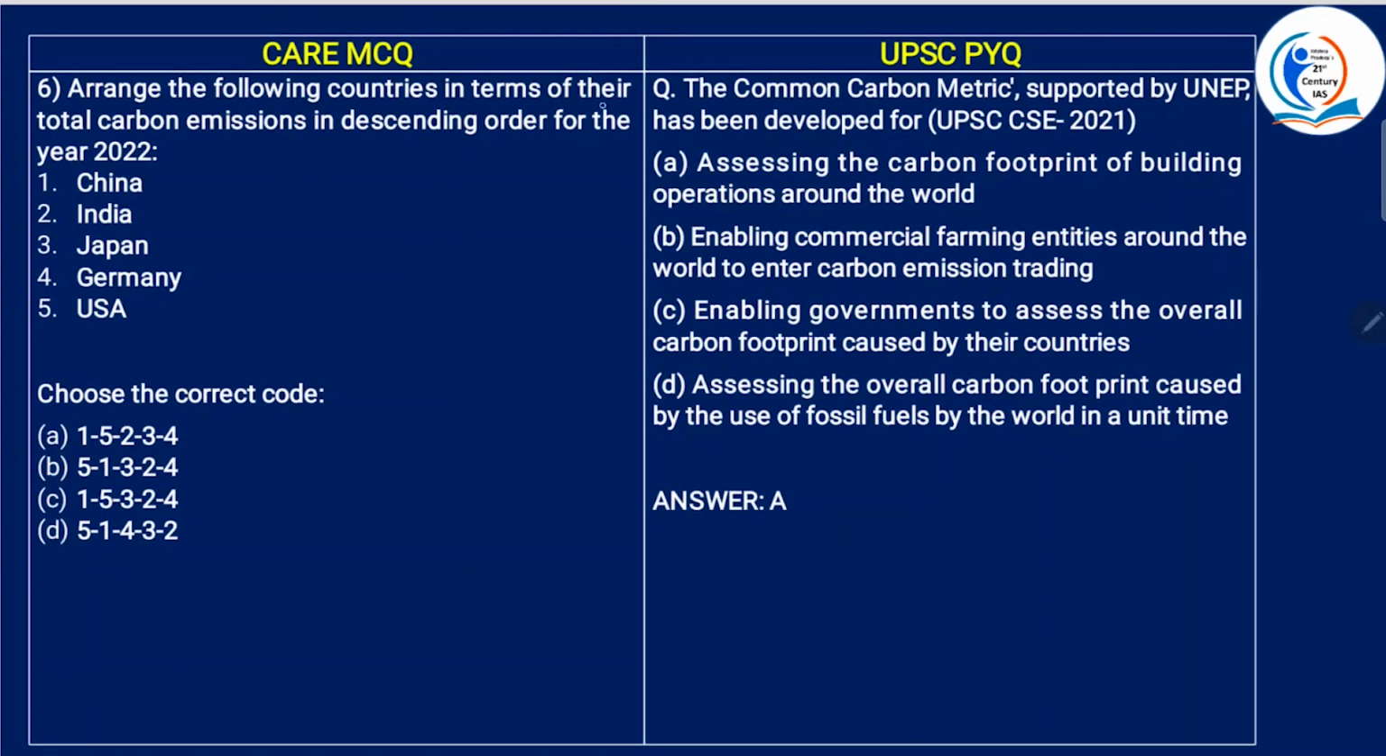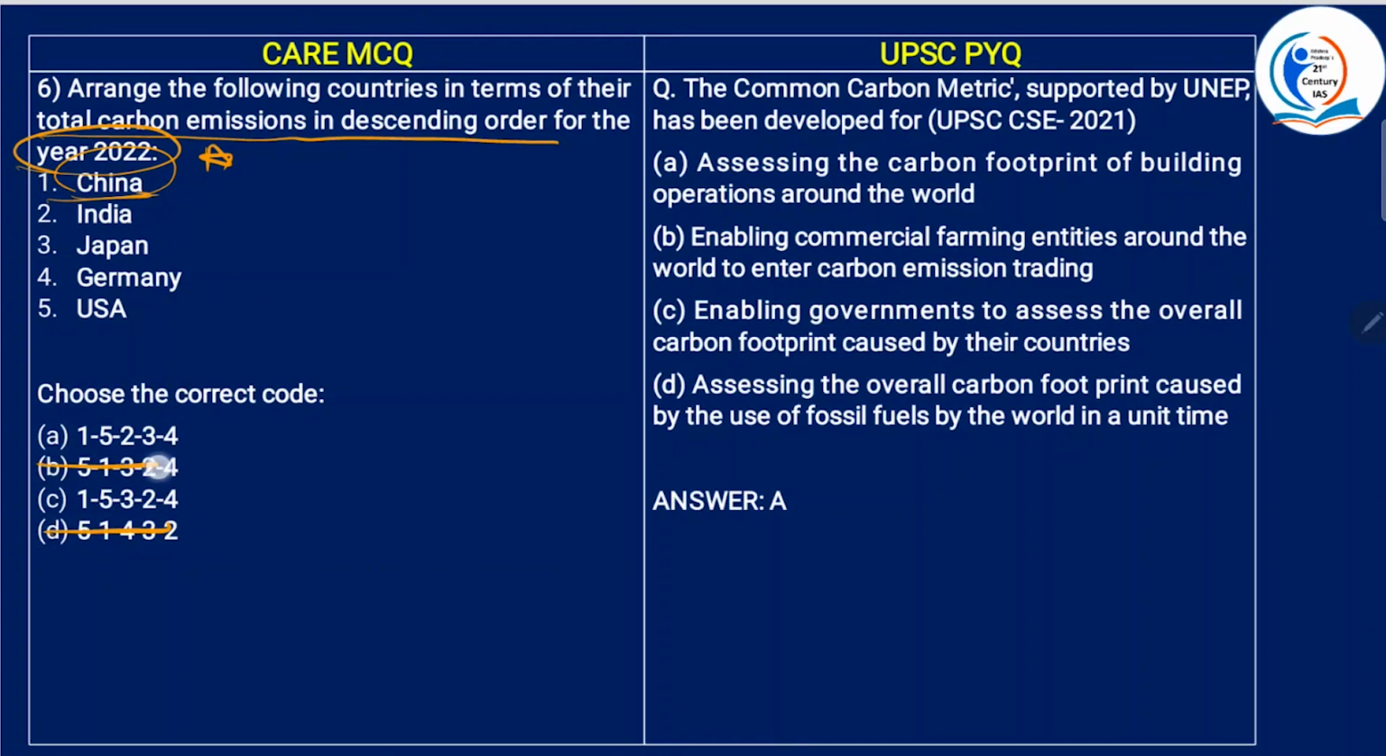Arrange the following countries in terms of their total carbon emissions in descending order for the year 2022. We have seen the cumulative carbon emissions from 1990 to 2021. Here the question is about 2022. In 2022 also, China is the leading producer of greenhouse gases, so it should be in the first position.